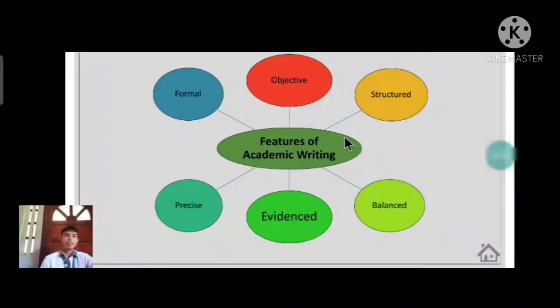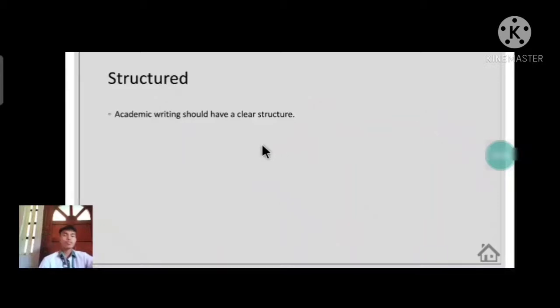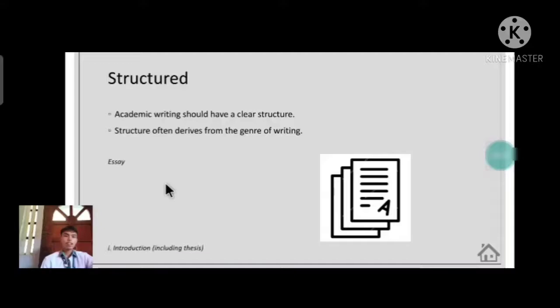Next, academic writing should have a clear structure in order for the readers to easily follow the main ideas or arguments. The structure often derives from the genre of writing. For example, an essay. An essay usually starts with an introduction including a thesis, followed by a body paragraph where each of it must contain topic sentence, and finally ends with a conclusion containing a summary.